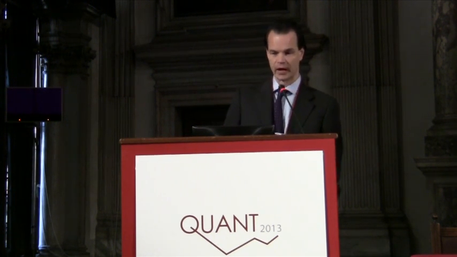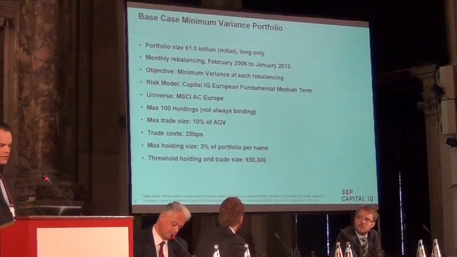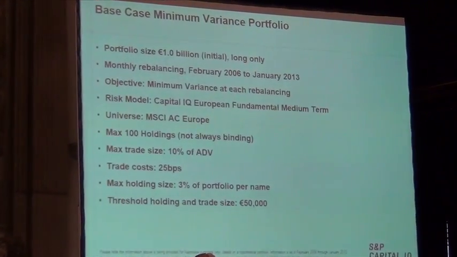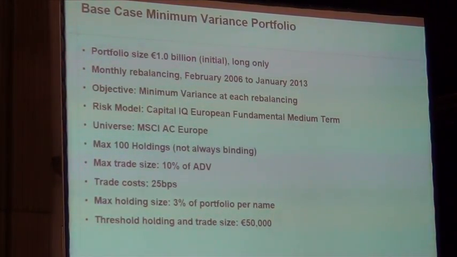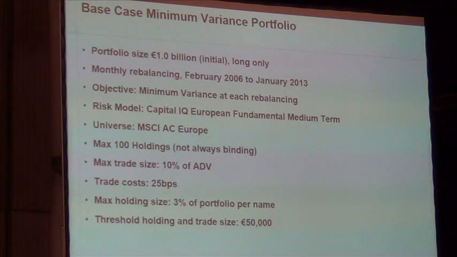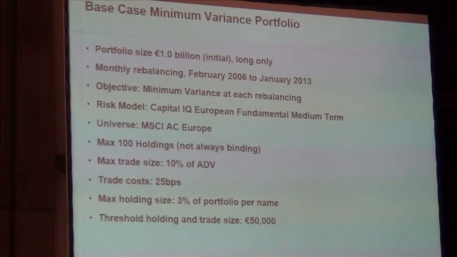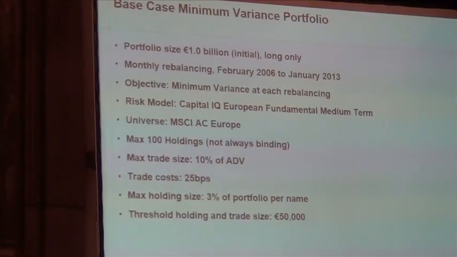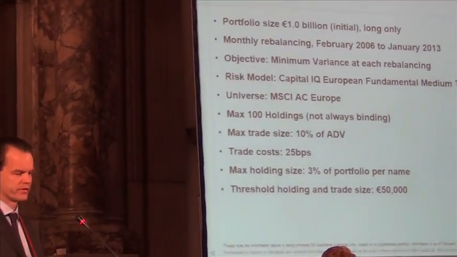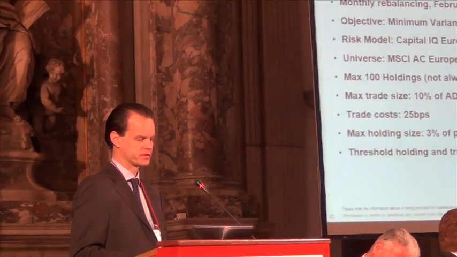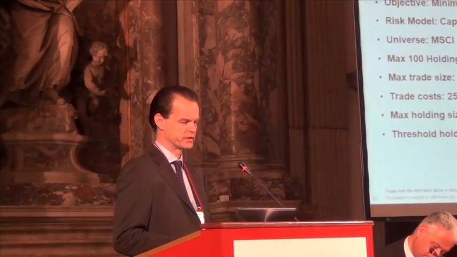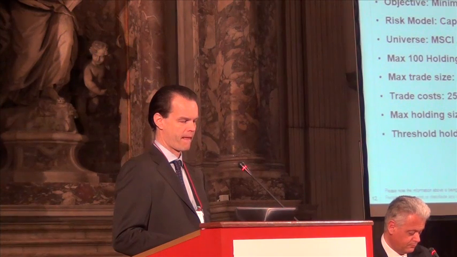So now I'll go into the detailed case study. We start with a billion euros long only, monthly rebalancing, 7 years. Minimum variance is the objective in the optimizer at each rebalancing, subject to being fully invested. We use our fundamental medium-term risk model, universe MSCI Europe, max 100 holdings. We use a liquidity constraint at 10% of average daily volume, and we think that using a trade cost of 25 bps, including impact, each way is a reasonable assumption. Max holding size 3% per name.